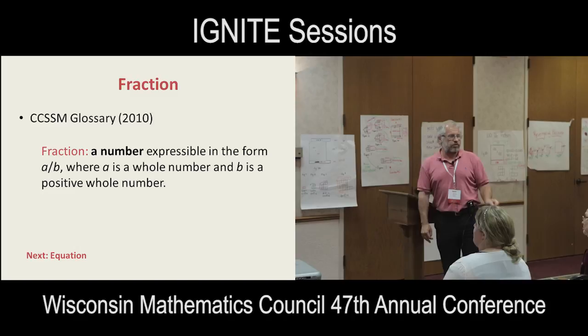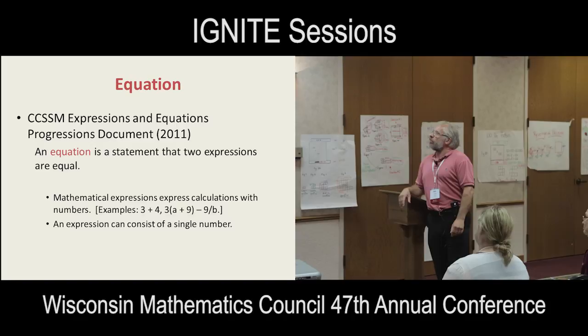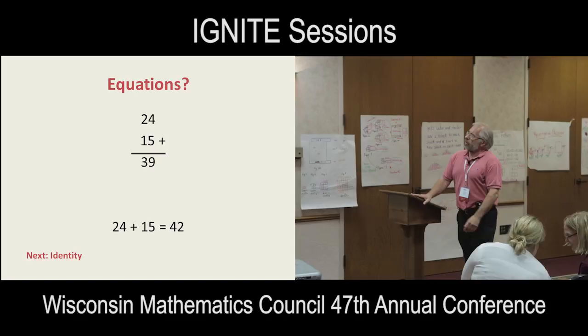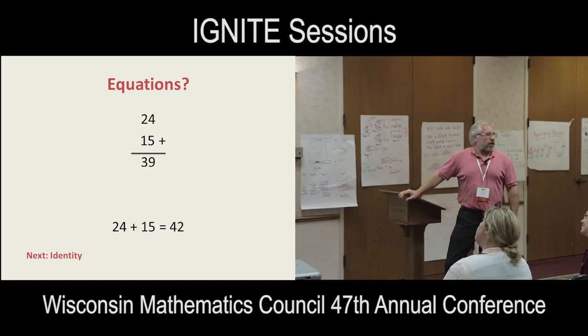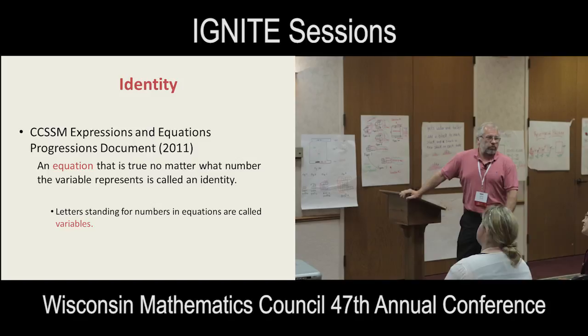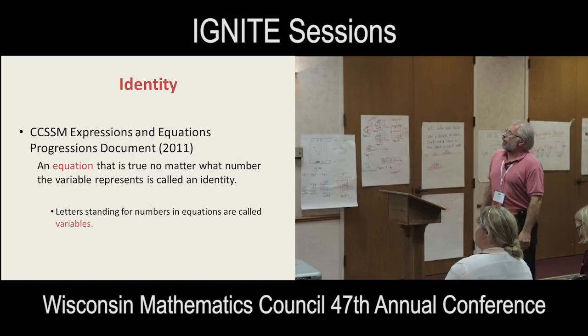From equality of fractions to equations in general, an equation is simply a statement that two expressions are equal. Like any statement, equations can be true or false. I put this one up here because, again, another teacher questioned once that first example there, is that an equation? It's a statement that two expressions are equal, but I don't think I want a student to tell me that that's an equation. The second one, by the way, certainly is an equation, it's just an equation that happens to be false. Some equations can't be false. They've got variables in them. They're true no matter what number the variable represents. We call those equations identities.